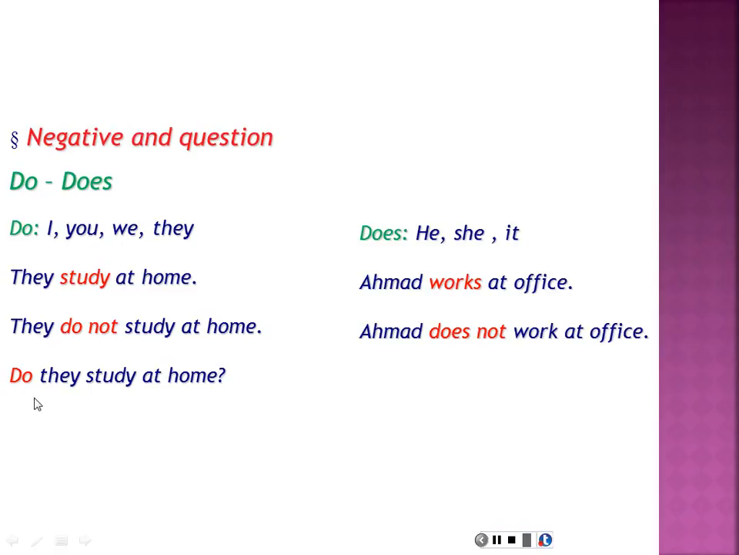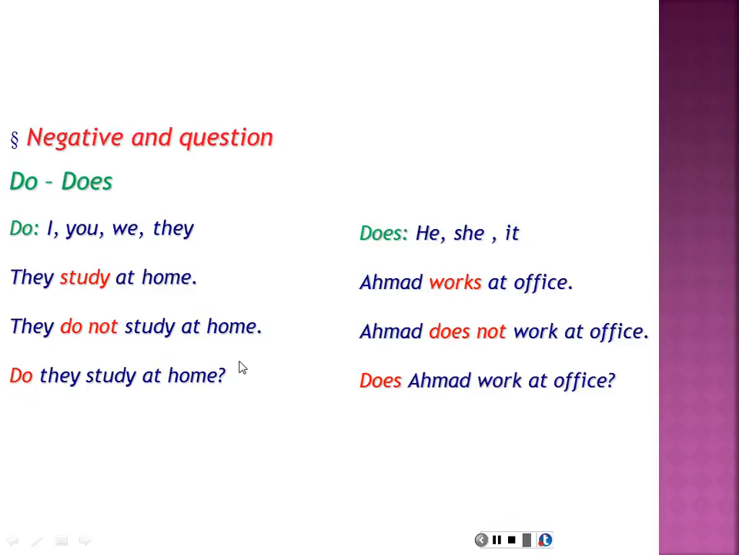So again, if we want to make negative, we add do not or does not before the verb, but if we want to make a question, we add only do before the subject at the beginning of the sentence. So again, if you see do at the beginning of any question, and how we do know questions by question marks, so this is another yes no question. سؤال يحتاج إلى إجابة بنعم أو لا. We will talk about this in details.